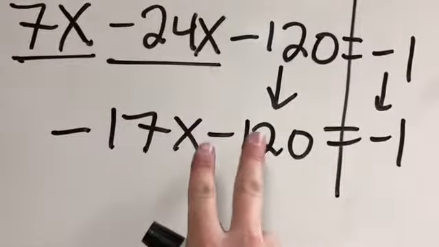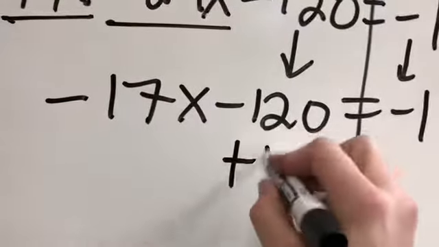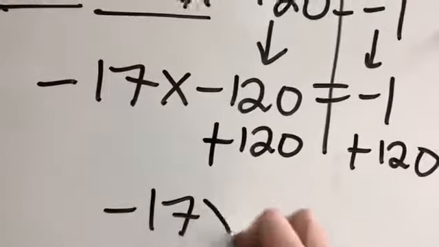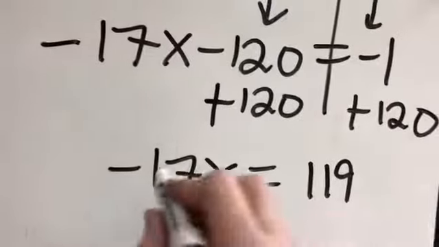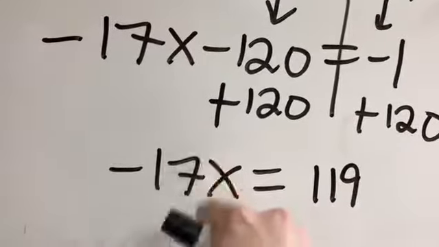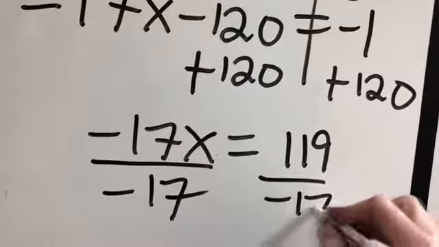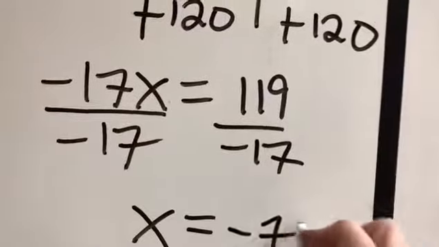Now we have 2 steps to solve. We'll save the number attached to x for the end. We'll get rid of the other number first. So negative 17x will equal 119. Negative 17x is multiplication because I don't see anything in between. So the opposite is division. And x will equal negative 7.